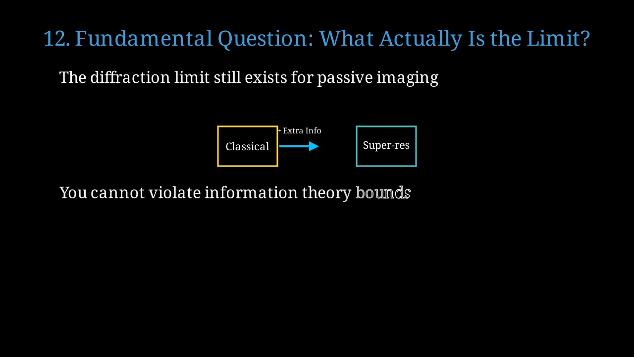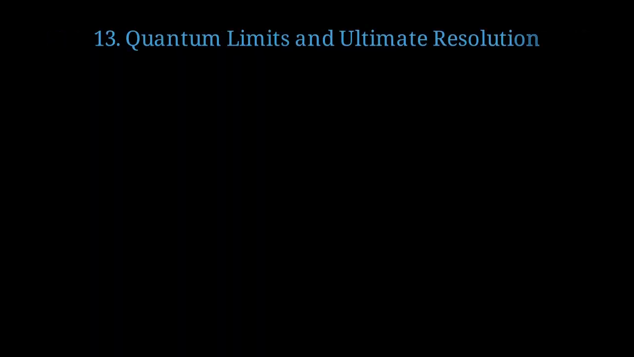However, you still cannot violate fundamental information theory bounds. The amount of information extractable is limited by photon statistics and signal-to-noise. The Fisher information quantifies how much information the data contains about parameter theta. This sets fundamental bounds on parameter estimation precision. Can we do even better? What are the ultimate quantum mechanical limits to resolution?